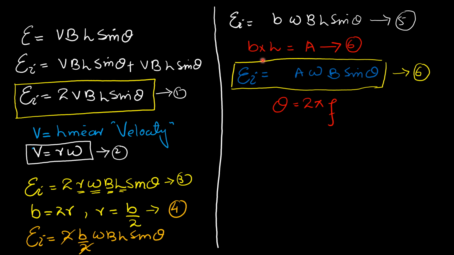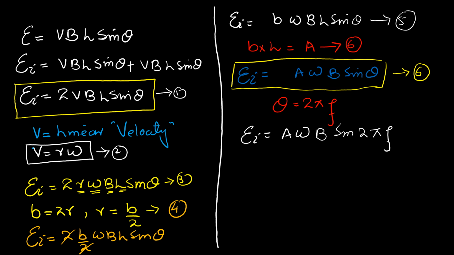So the formula was net EMF is equal to B omega BL sine of theta. Now breadth into length is equal to area. So induced EMF will be equal to area into omega into B into sine of theta. And as you know, theta is equal to 2 pi f, so we can write equation number 6 as net induced EMF equal to area into omega into total magnetic field B into sine of 2 pi f.